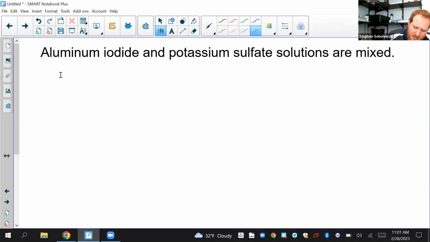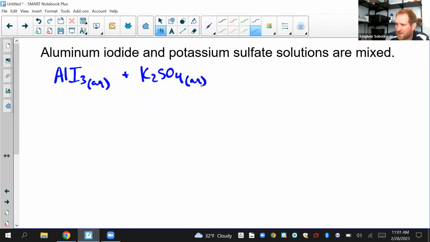So we have aluminum iodide. It's going to be AlI3 aqueous. And potassium sulfate, that's going to be K2SO4 aqueous. I'm going to start writing these compounds a little faster now, but remember, take your time, use your ion sheet, cross the charges, do what you need to do. All right, so we're going to mix these solutions, and let's see what we get.